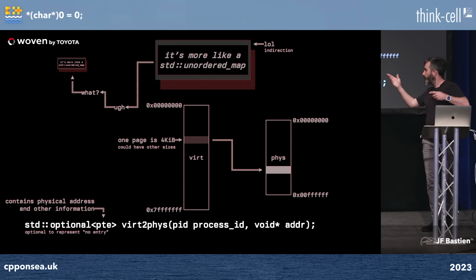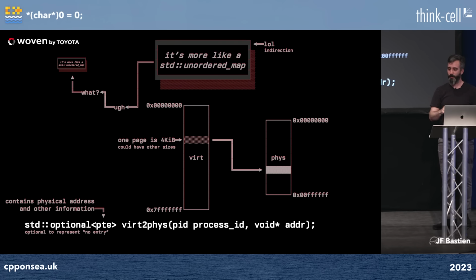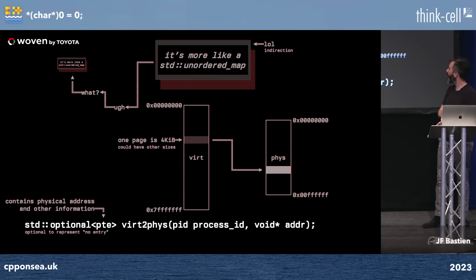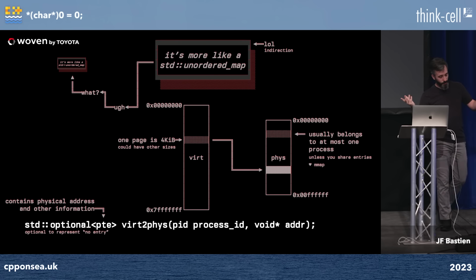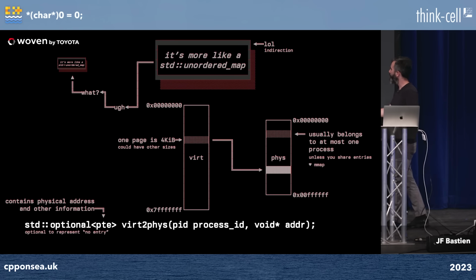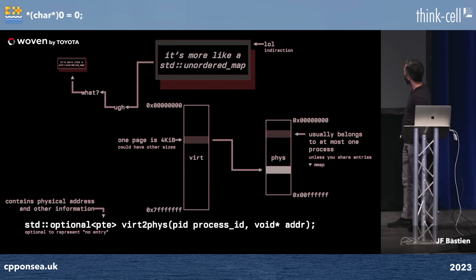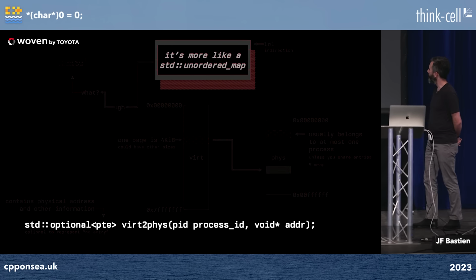Or it might map it nowhere, return a std::optional that's empty. It might return something about memory protection. Remember we talked about protection? Protection is important, and I didn't explain what it is or why. And in general, physical memory usually belongs to a single process unless you map and share entries between different processes, right? That's another fun thing that we can talk about. I won't say anything about it further. Okay, cool. That's neat. I like it.